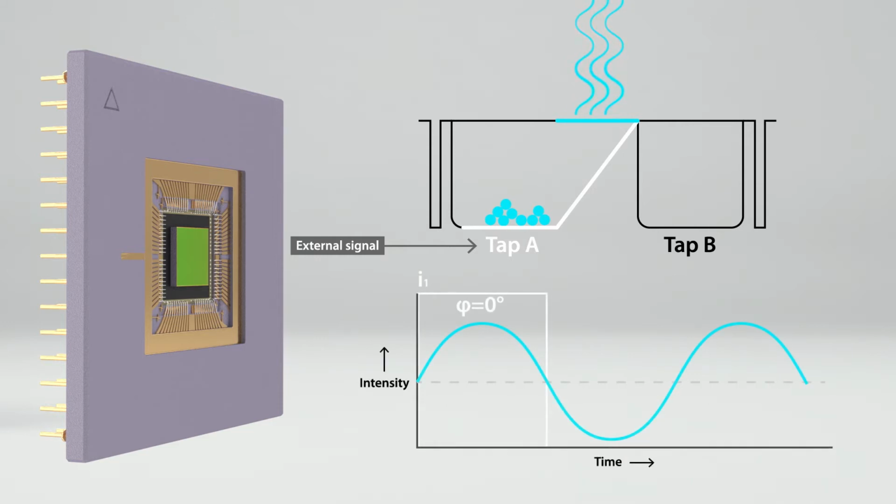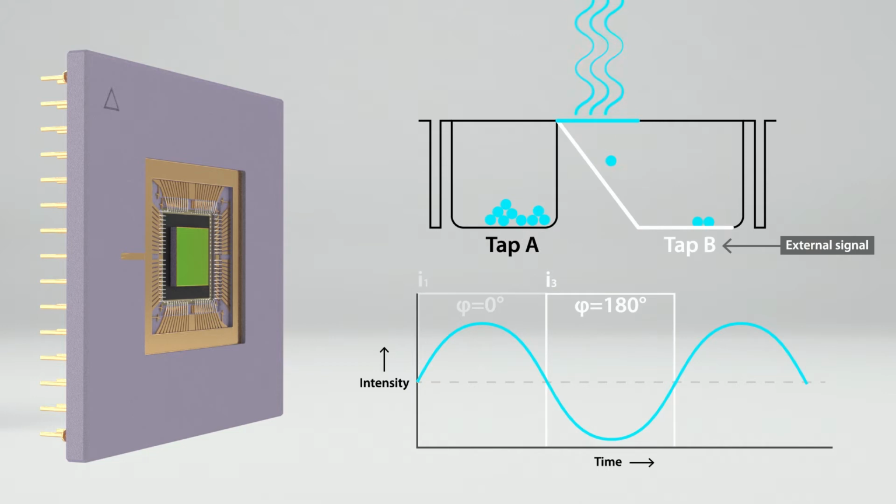This is image I1. At phase 180, tap B is active, and all charge carriers go to charge bucket B, resulting in image I3. This kind of charge swing enables the simultaneous record of I1 and I3 in the same camera exposure, creating a double image.